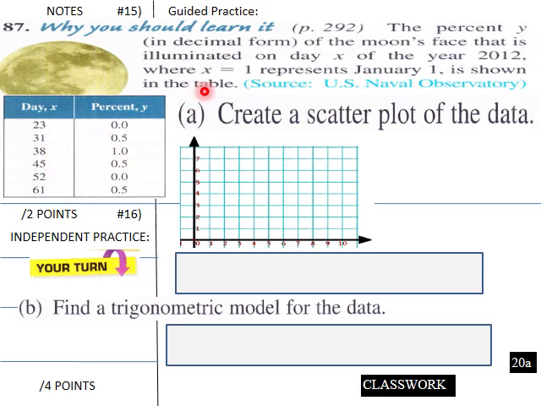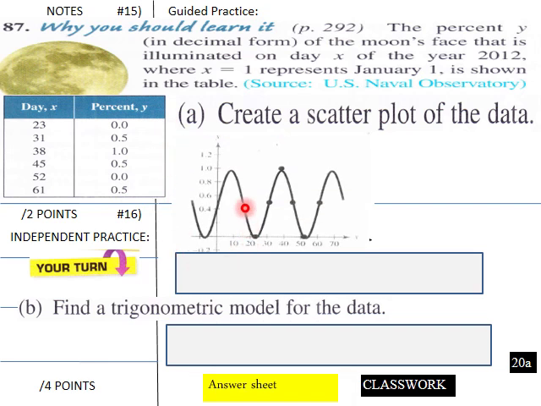So let's create a scatter plot here for this situation. Here's a table here. The percent of the moon's face that is illuminated on day x of the year 2012, where x equals 1 represents January 1, is shown in the table. So here is our table for days of the moon's face that is illuminated on day x of the year, the percentage of the moon that's illuminated. Create a scatter plot.